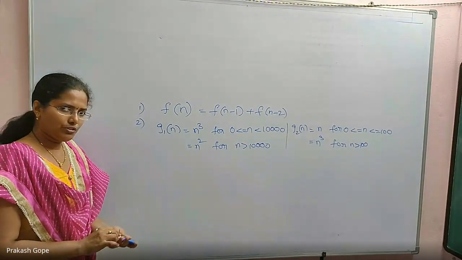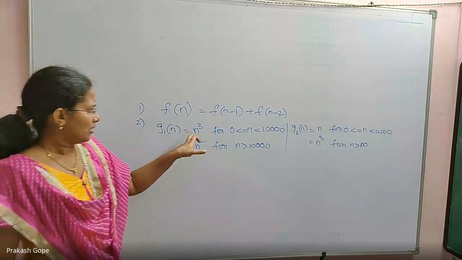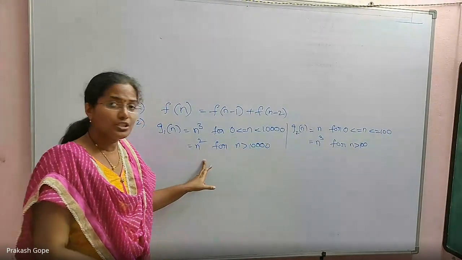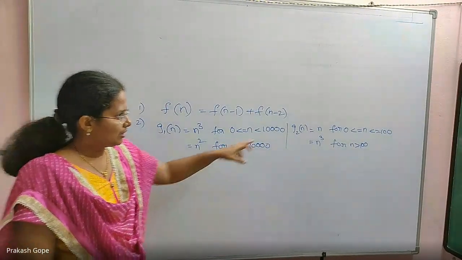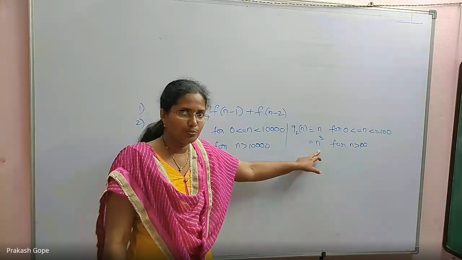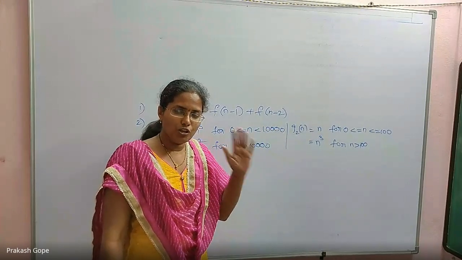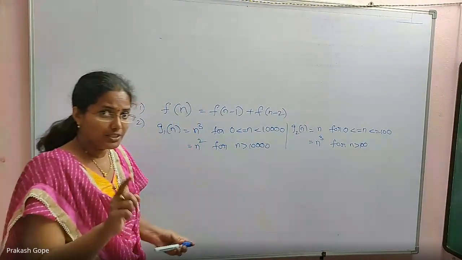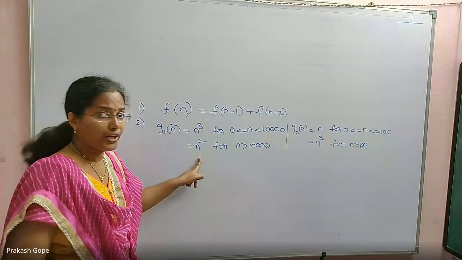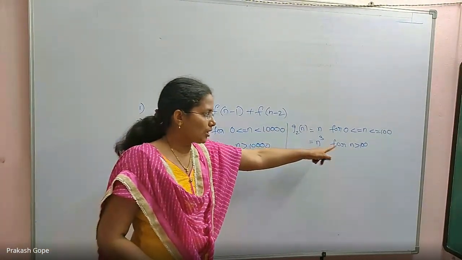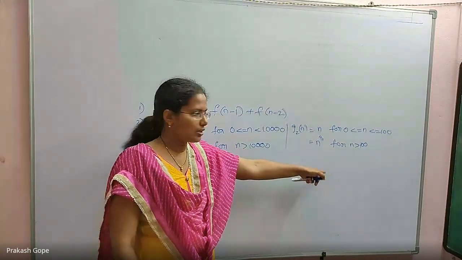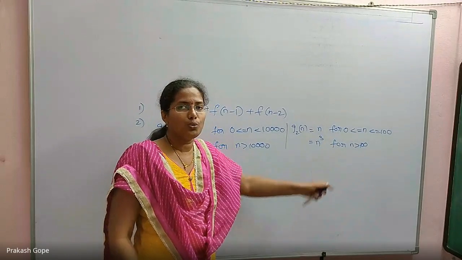You need to observe g1 and g2. g1 is n cube up to 10,000, but after 10,000 it is just the n square function. For g2, up to 100 it is n, but after 100 it is n cube. From a particular natural number onwards, which is 10,000, g1 is n square, while g2 is n cube even after 10,000.